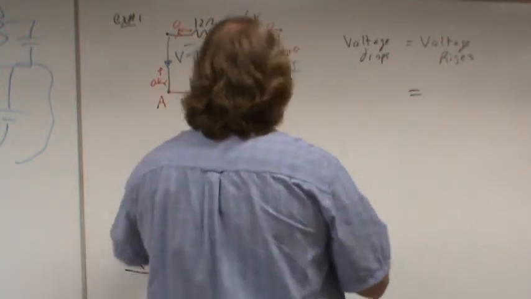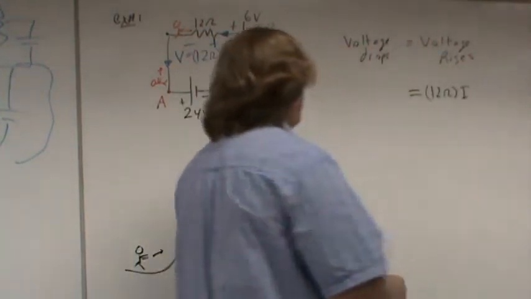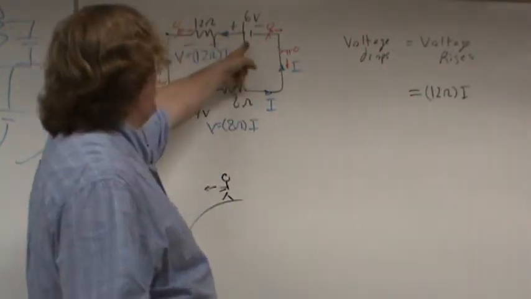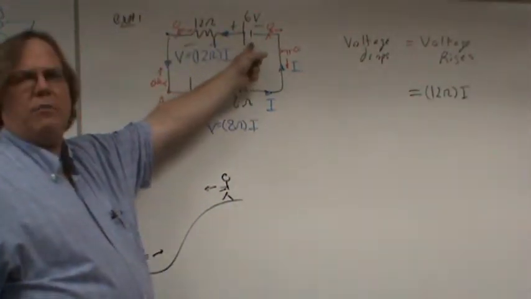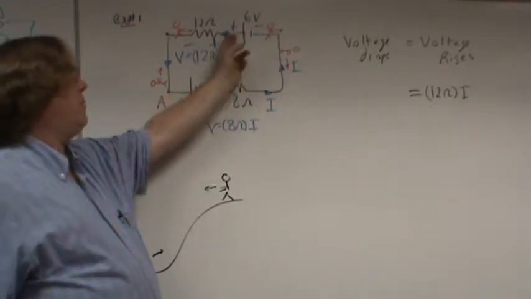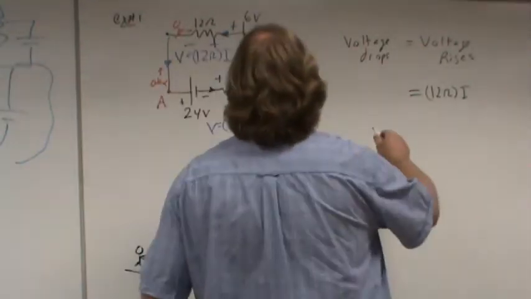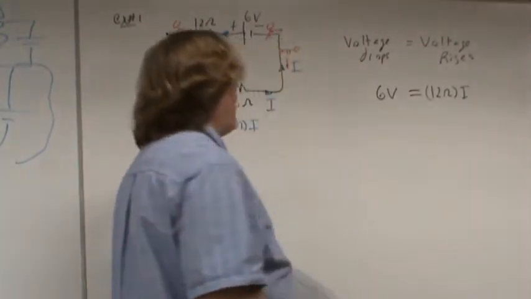Okay, so that's a voltage rise. So that's 12 ohms times I. My little walking man continues. Tell me, the 6 volt, is that a voltage rise or a voltage drop? Drop. Hope you see it's a drop because he's going from positive to negative. Now he's like this guy. So that's a drop. So I can put 6 volts right there.